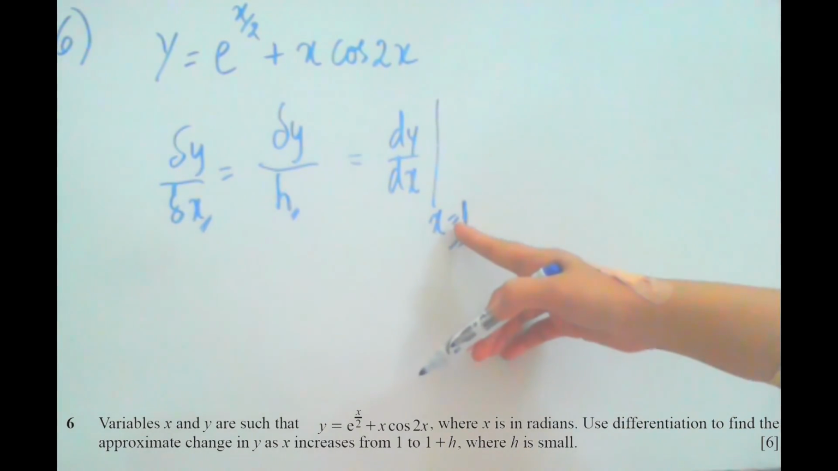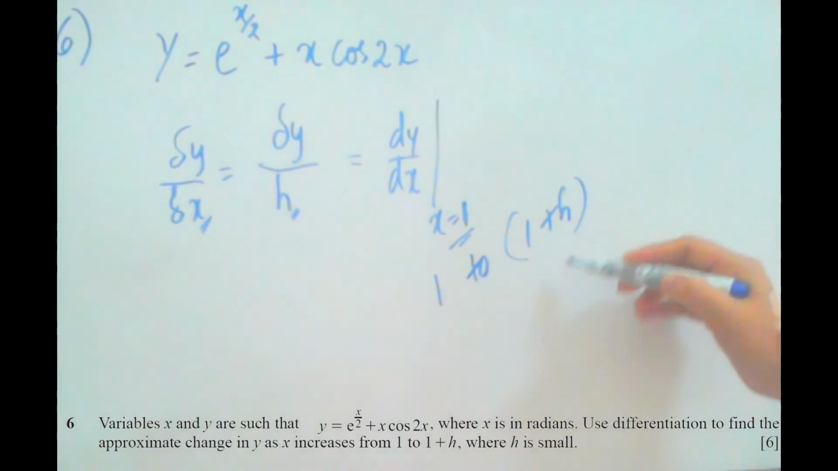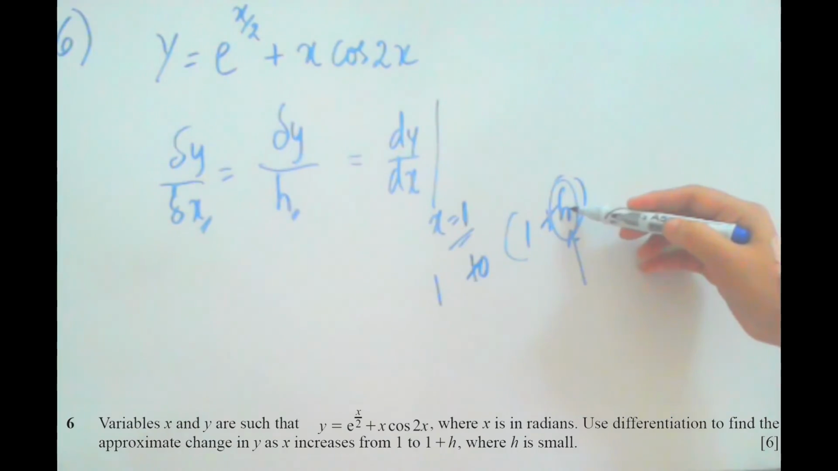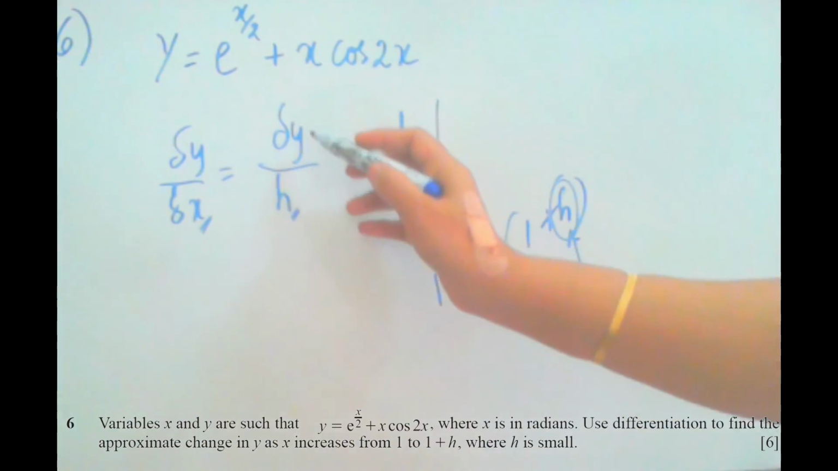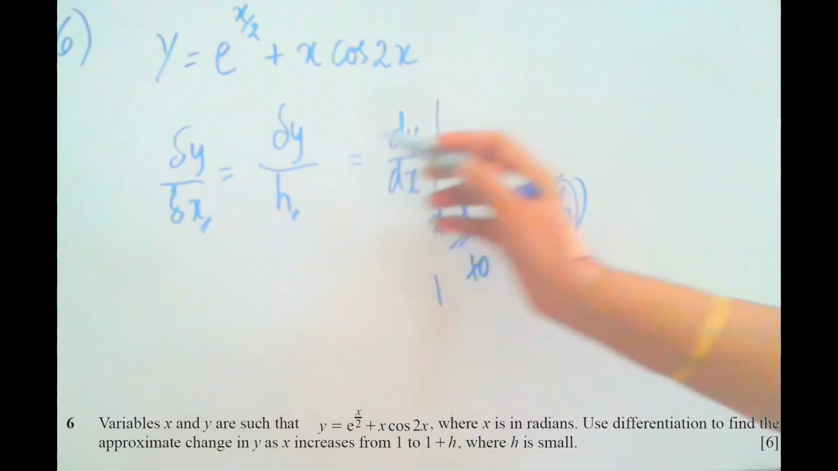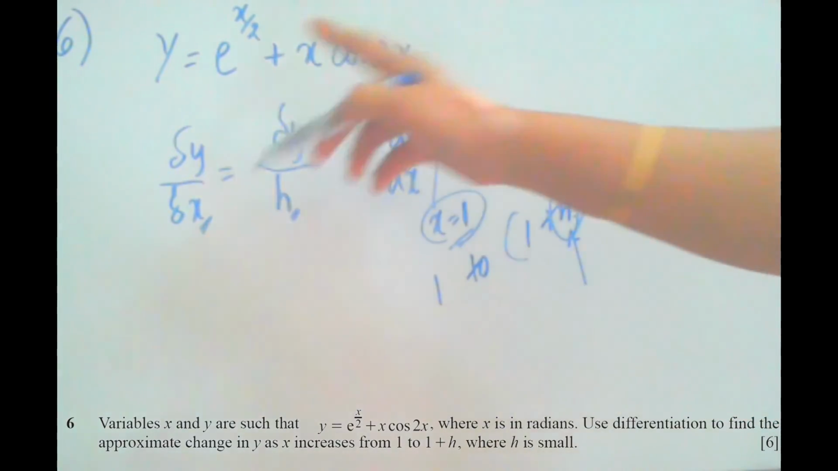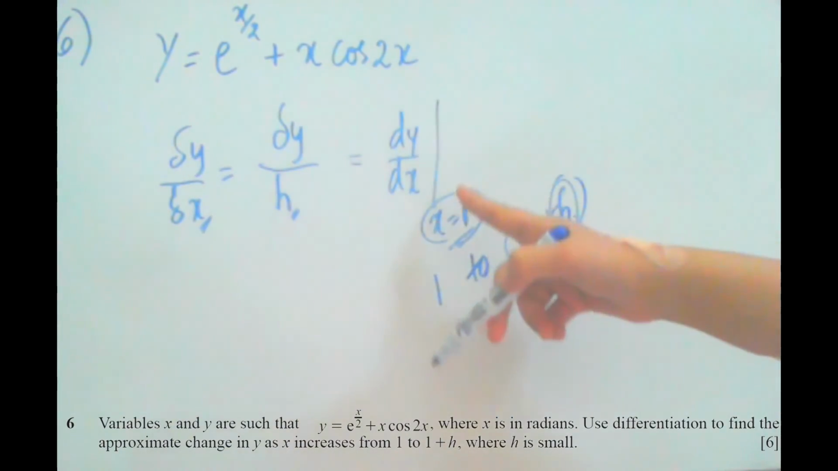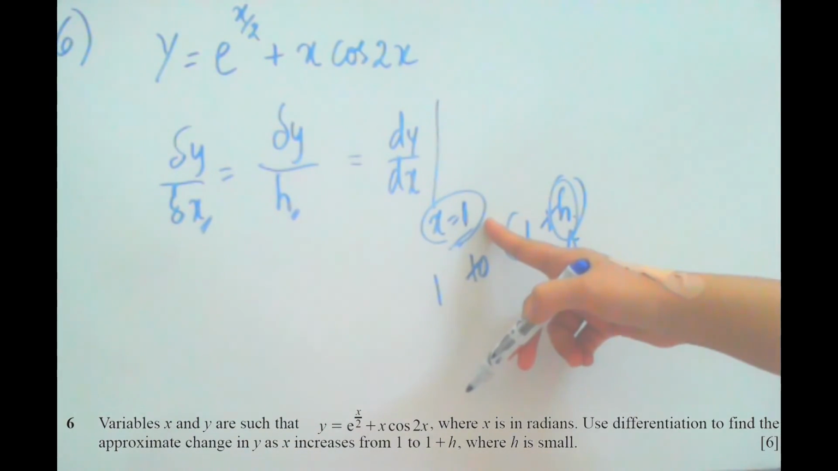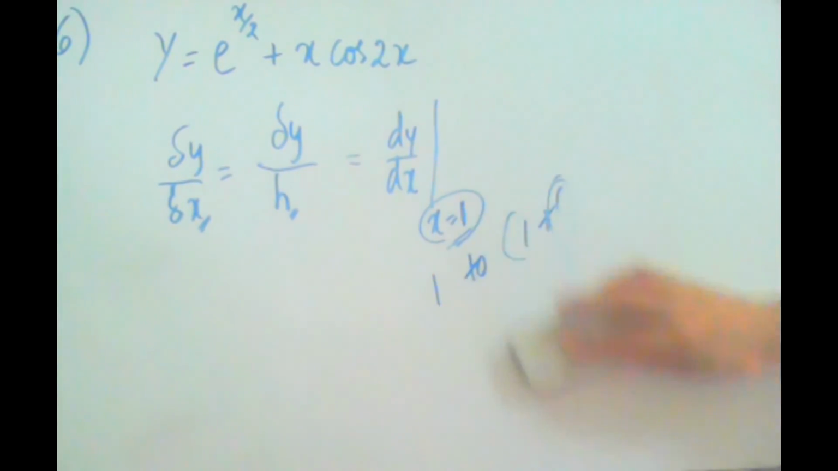So the x value is changing from 1 to 1 plus h. The change is only h, which is very small. So delta y by delta x, where the change in x is h, is dy by dx when x is equal to 1. So we have to find the dy by dx expression first and then substitute x equal to 1. Then our answer is ready. Alright, let's do that now.